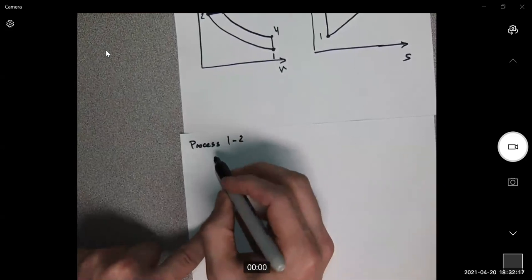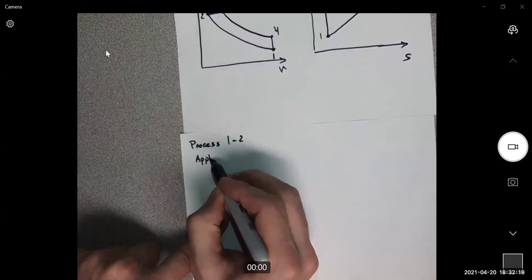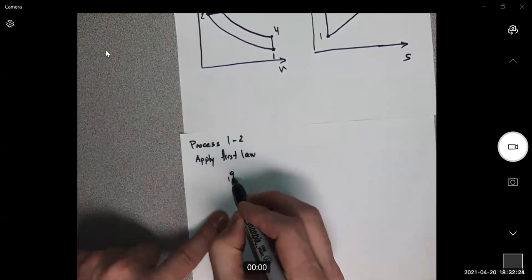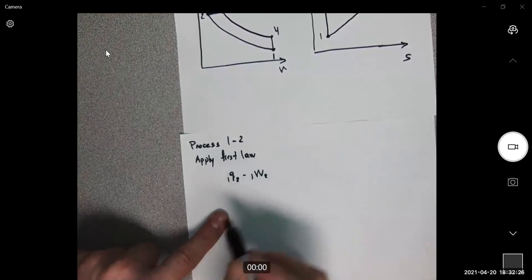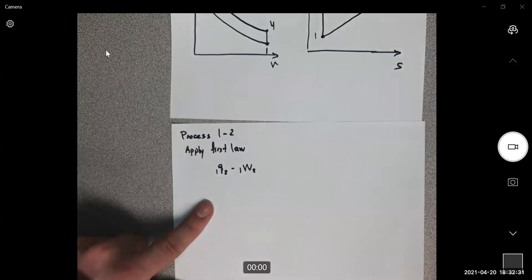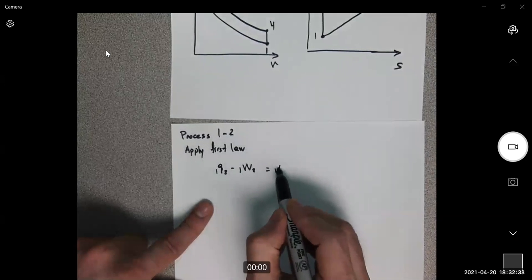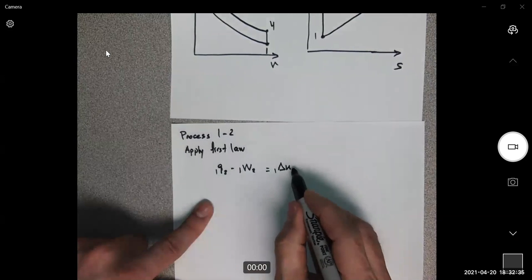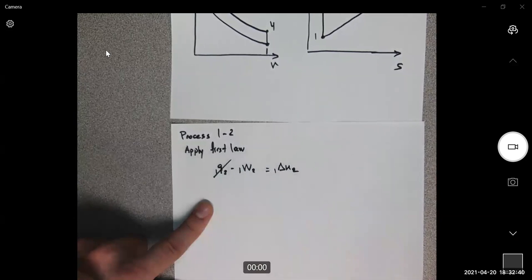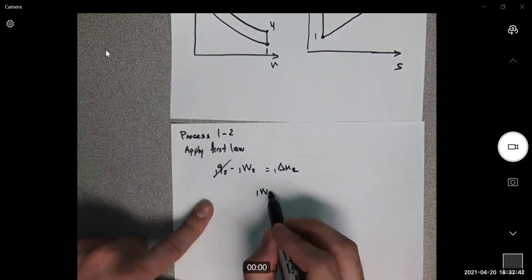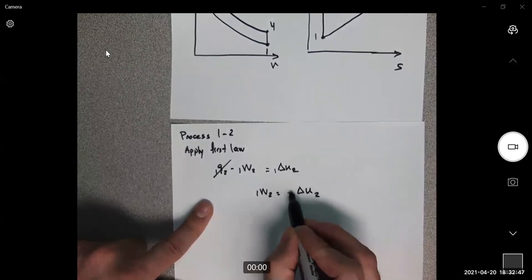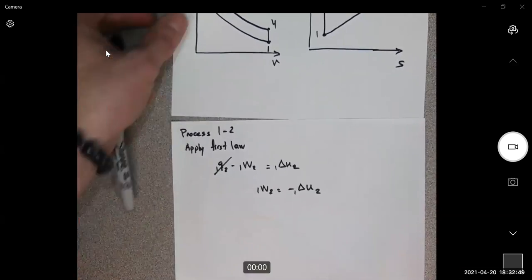First law: heat from state 1 to 2 minus work from state 1 to 2 equals the internal energy difference from state 1 to 2. Heat is 0, and the work from state 1 to 2 is the same as the Otto cycle, minus the internal energy difference.